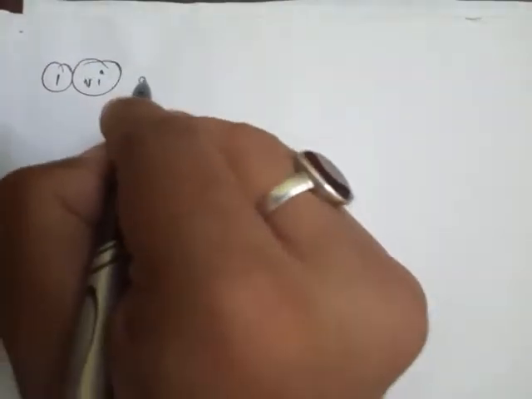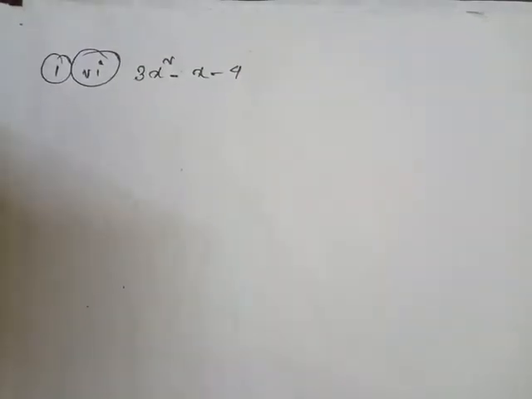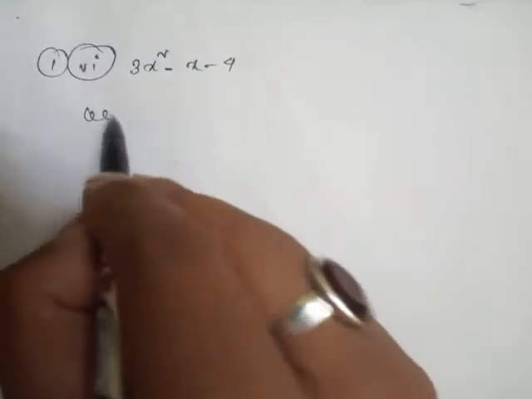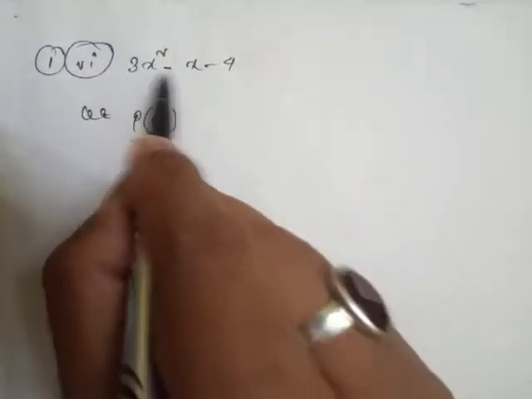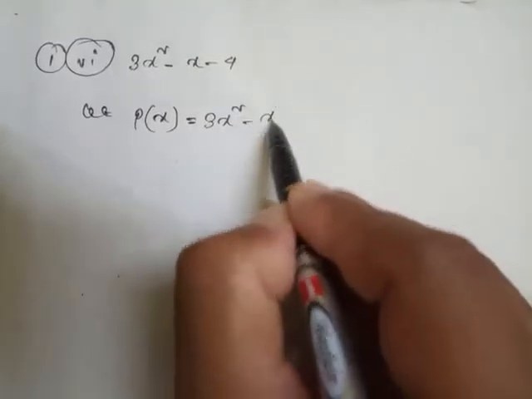Students, now we are going to solve the last sum of exercise 2.2, question number 1 Roman 6. Roman 6 is the last sum of question number 1. Now here I will write 1 Roman 6, 3x square minus x minus 4. This is the question given, so we are going to solve it now one by one. Here I will write let p(x), since here it is x, p(x) equal to 3x square minus x minus 4.